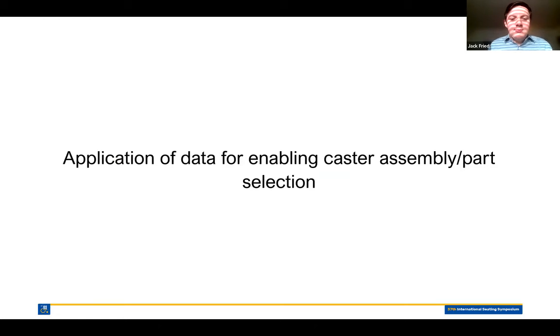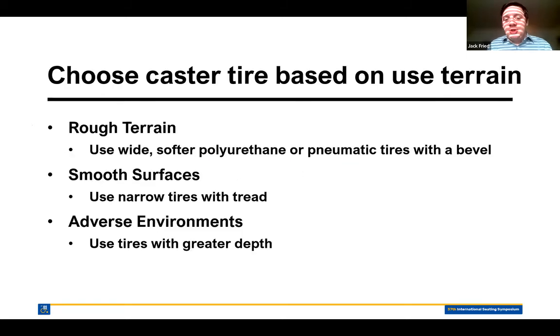This is the application of data for enabling caster assembly part selection. This is what I mentioned before about the RERC fact sheet that we have created to inform suppliers, users, clinicians, whoever needs this information. And these are just our suggestions from the data we gathered through caster samples in these environments and in our data sources.